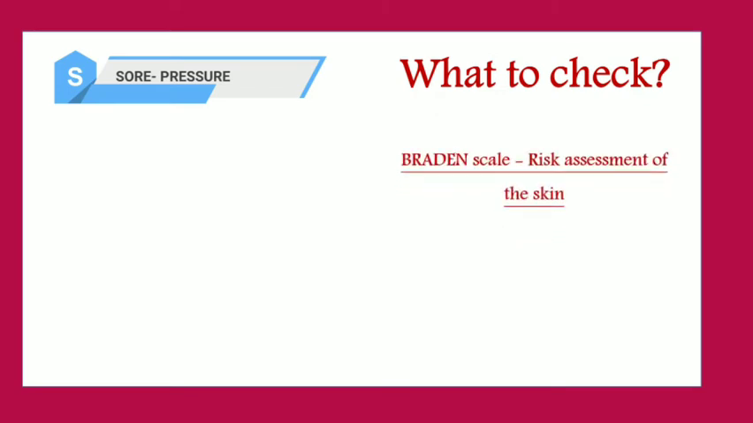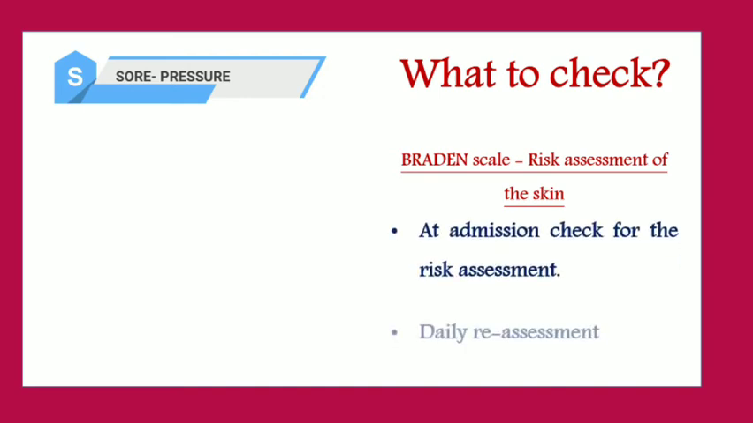Next one is sore pressure. What do you have to check? You have to check the risk assessment of skin with the help of Braden scale. You have to check at the time of admission, and daily reassessment is to be done to monitor the risk assessment of skin for pressure ulcer.